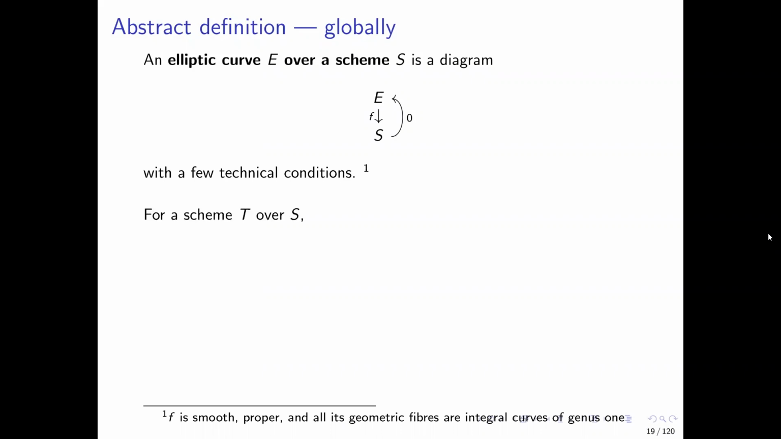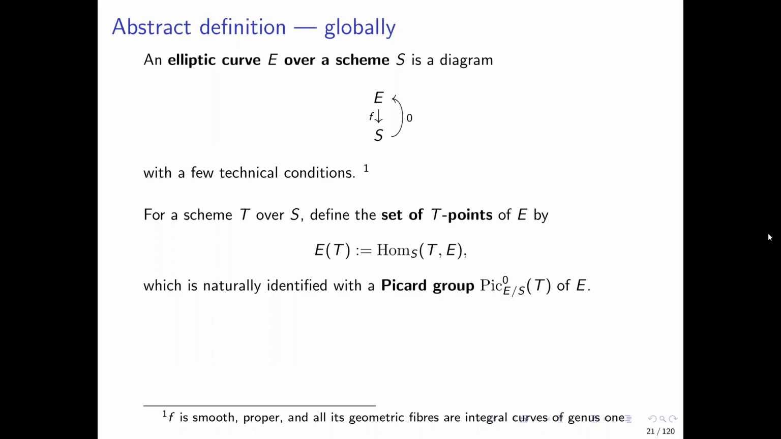So I've given you what the curve is, what the scheme is, the geometric thing, and now what is a group. For any scheme T over S, I can define the set of T-points of E. This is just, in the category of schemes, all the morphisms from T to E in the category of S-schemes. So that's a set. And I can make this into a group by identifying it with another thing, which I'm going to call a Picard group. And this thing is a group.